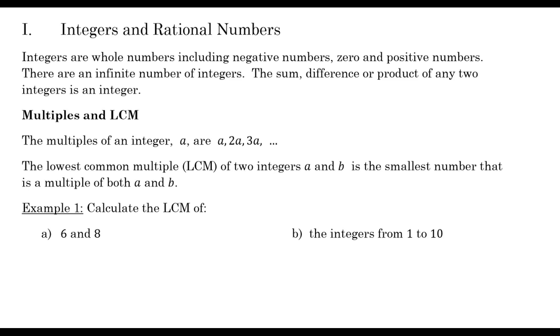The lowest common multiple of two integers, a and b, is the smallest number that is a multiple of both. For example, 6 is a multiple of 2 and it's a multiple of 3. So the lowest common multiple of 2 and 3 happens to be 6. 12 is a common multiple of 2 and 3, but it's not the lowest common multiple. What about 6 and 8?